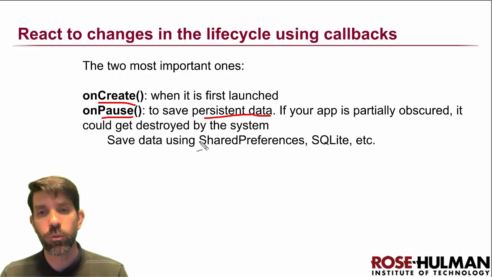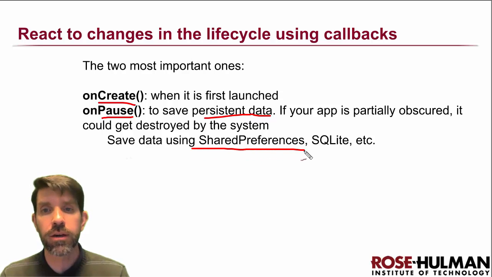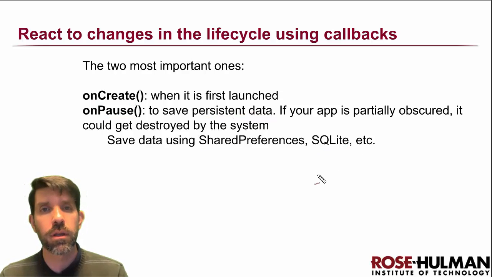Okay. And again, however we want to save that information kind of depends on the app. We've seen shared preferences. We could also persist it in SQLite. Maybe we could even write it up to cloud storage. There's a few different things that we could do.